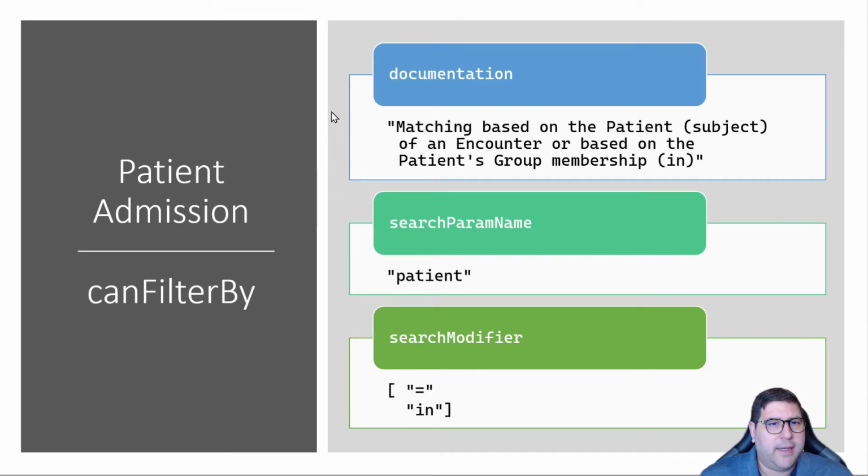The can-filter-by, same thing. We want documentation always, as much as possible. And in this case, we're talking about we want to use the patient key off the encounter resource, and we're looking for equality or an in modifier to say that there's group membership.